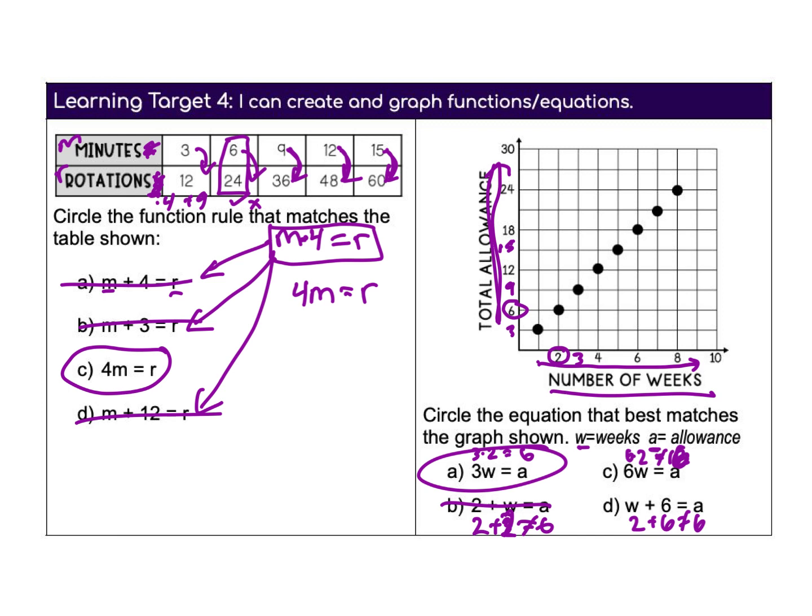Another thing that you can do is you can say, okay, how is this increasing? If this was on a table, how do I get from 2 to 6?